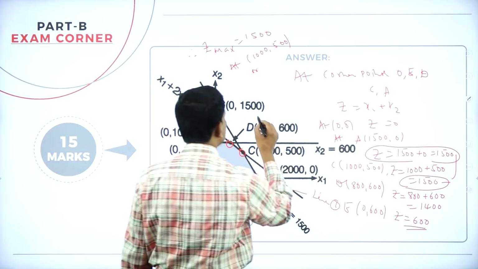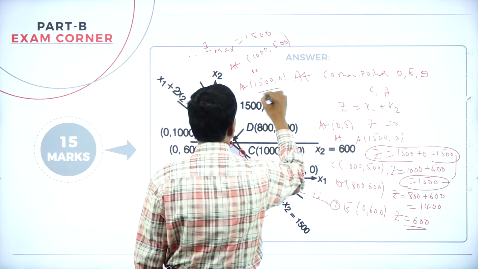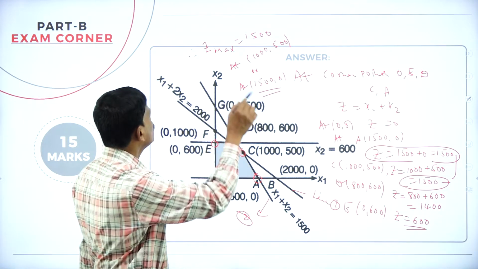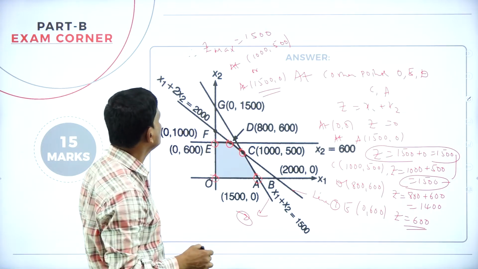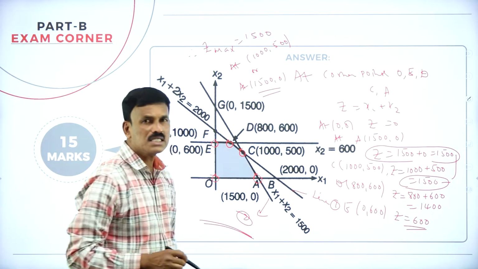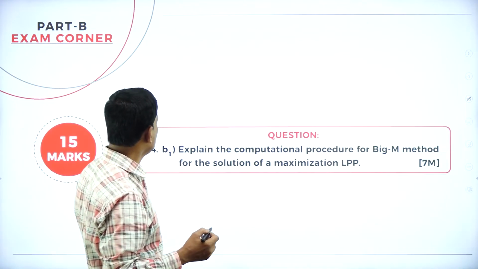Another one is Z at A, (1500, 0). So therefore the maximum value is 1500 at (1000, 500). Another one is (1500, 0). That is how we are going to solve this linear programming problem. That's it. Okay. Now let us come to the next problem.